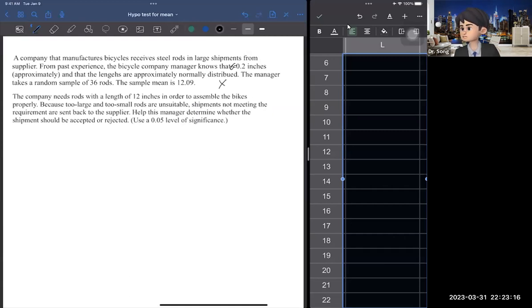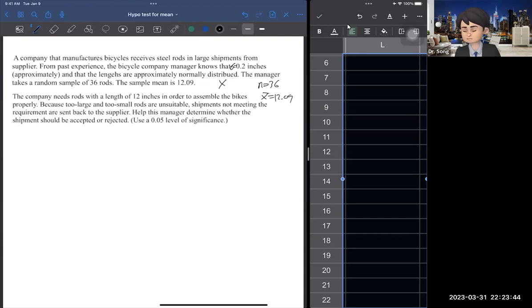The manager takes a random sample of 36 rods, so n equals 36. The sample mean x bar is 12.09. The company needs a rod with a length of 12 inches in order to assemble the bikes properly. Because rods that are too large or too small are unsuitable, shipments not meeting the requirements are sent back to the supplier. Help this manager determine whether the shipment should be accepted or rejected.